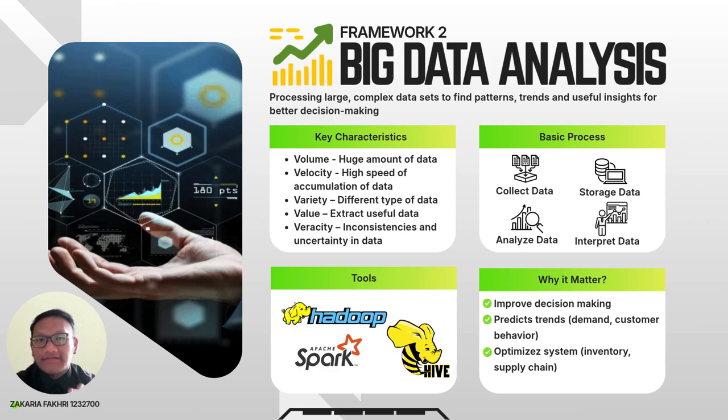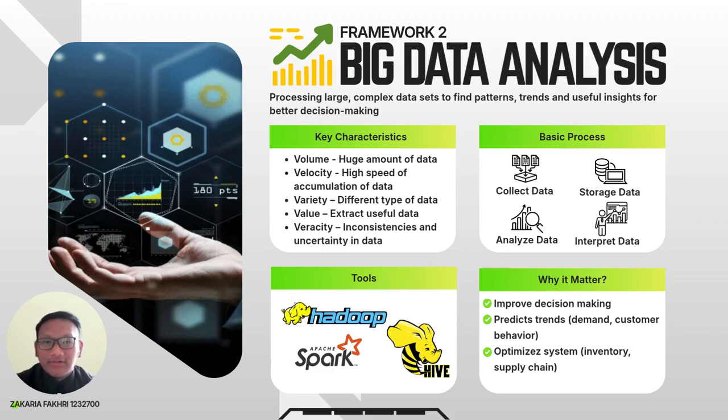There are 5 key characteristics of big data. Volume, which means a huge amount of data. Velocity, referring to the high speed at which data is generated. Variety, meaning different types of data such as text, images, and videos. Value, which focuses on extracting useful information. Lastly, veracity, which refers to data uncertainty and inconsistency.